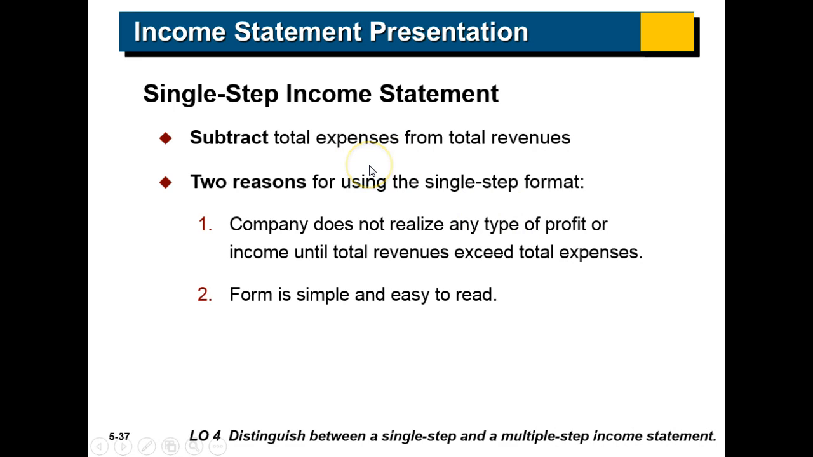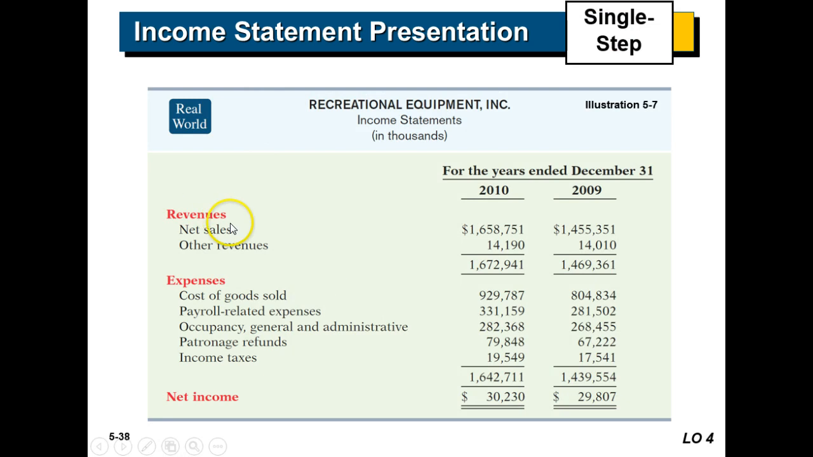Now, in this chapter, the key is learning what's called a multi-step income statement. But before we talk about that, there's a single step statement. The single step statement is pretty easy. We're just going to show our revenue, show our expenses. So the single step income statement, as you can see here, just shows all of our net sales, other revenues, and then it shows all of our expenses. So the single step just breaks down revenues in one lump, expenses in one lump. It's that easy.